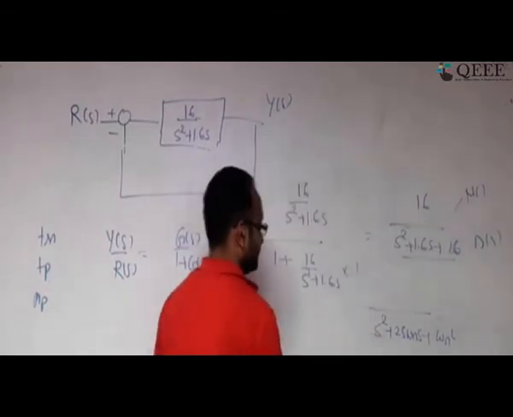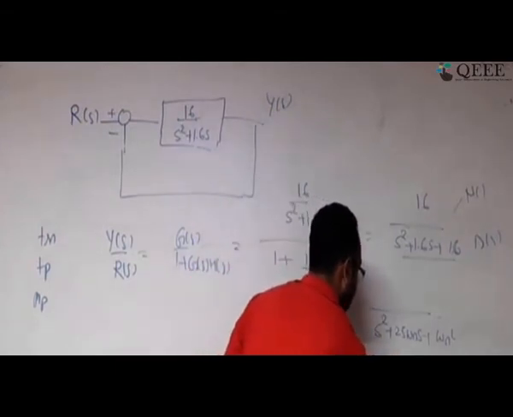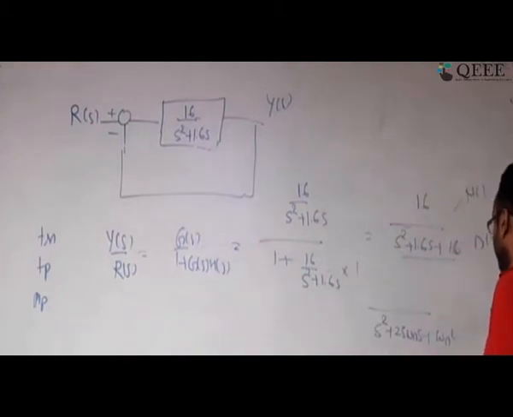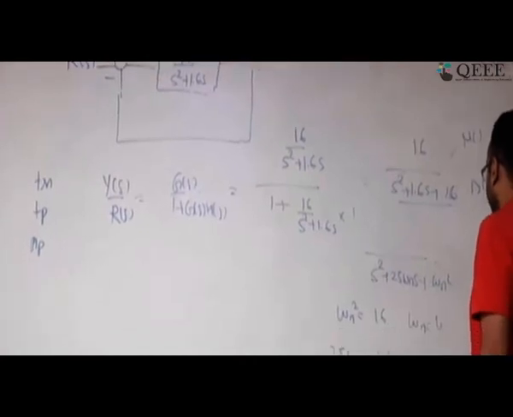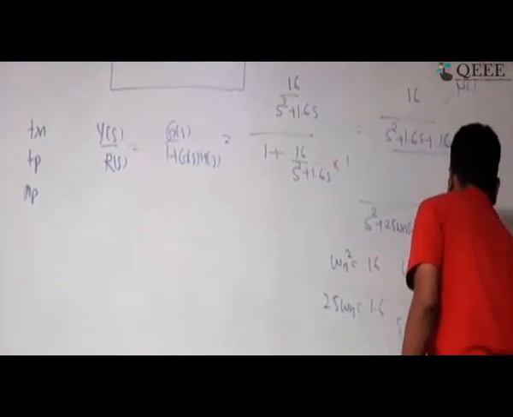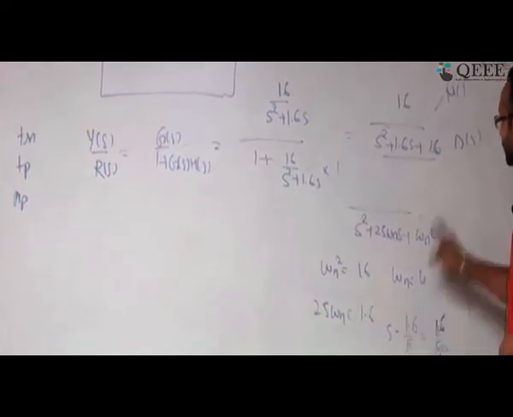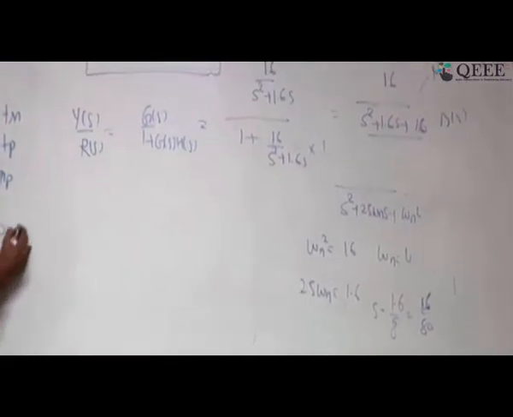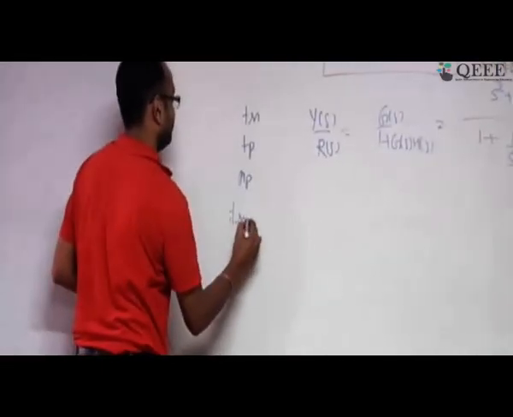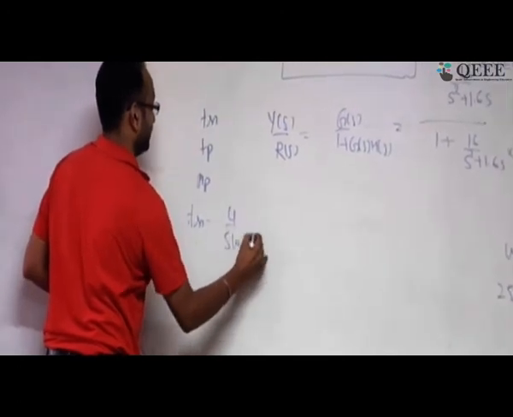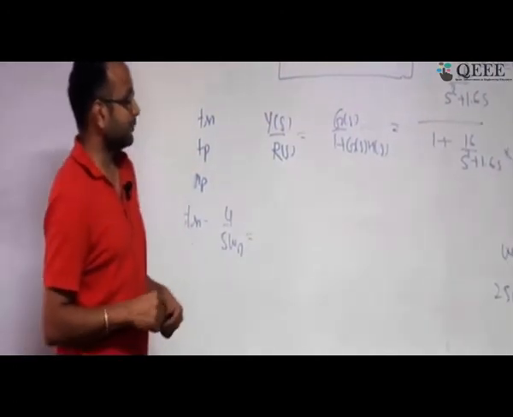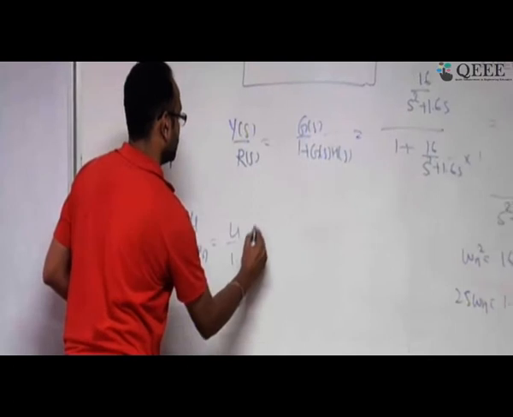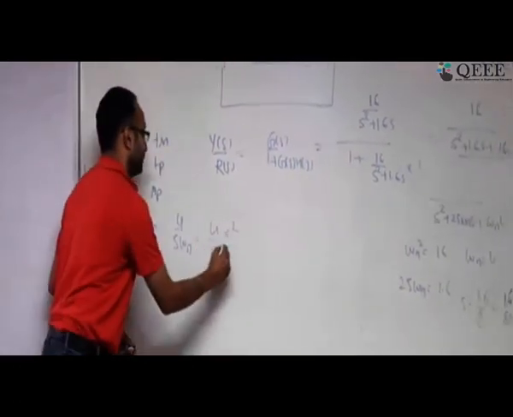So omega n is 4, and if you solve it, zeta is going to be 1.6 divided by 8. Correct? 4 into 2 is 8. 1.6 divided by 8, if you solve it, is going to be 16 by 80. So you got zeta and omega n. Now you find out the settling time and peak time. Let us start with the settling time: 4 by zeta omega n. So 4 by zeta omega n is nothing else but 4 by 1.6 into 2. This is going to be the settling time.